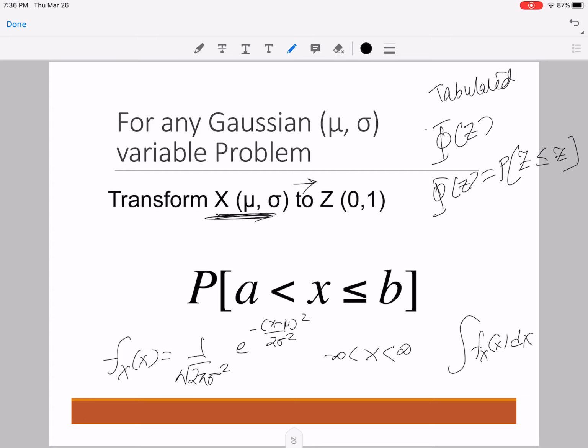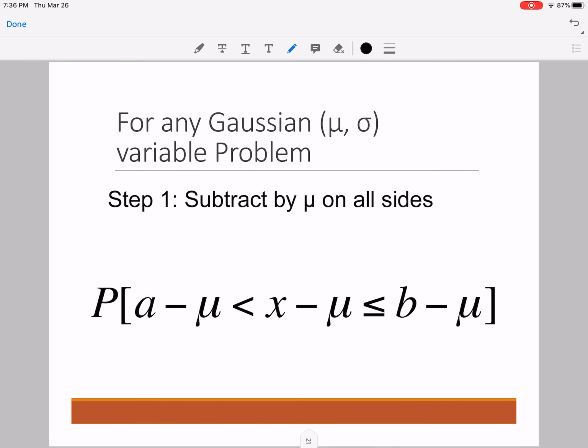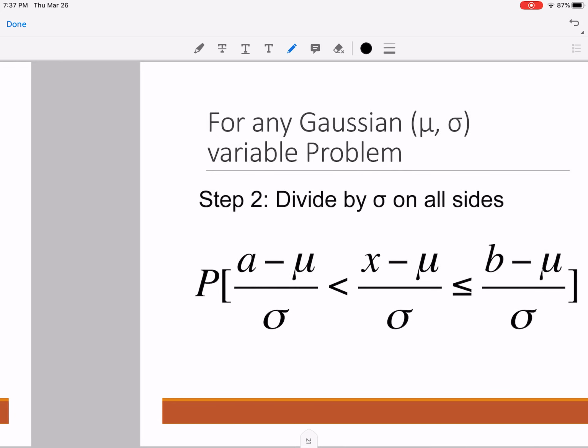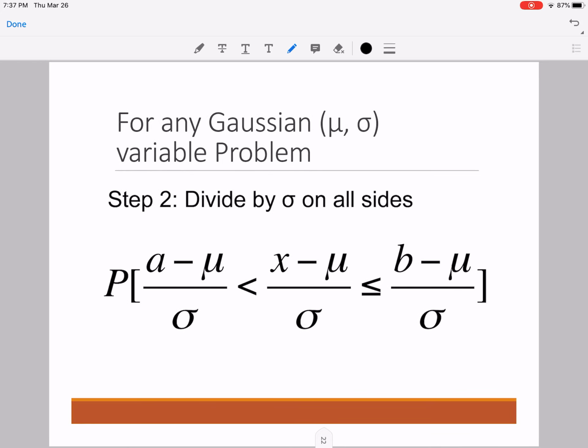So let me give you that series of steps. Step number 1 is to subtract mu on all sides. When I subtract mu from all sides, I'm essentially transforming my Gaussian random variable to another random variable whose mean is equal to 0. So it is halfway there towards standardization. Next, I'm going to divide by sigma on all sides.